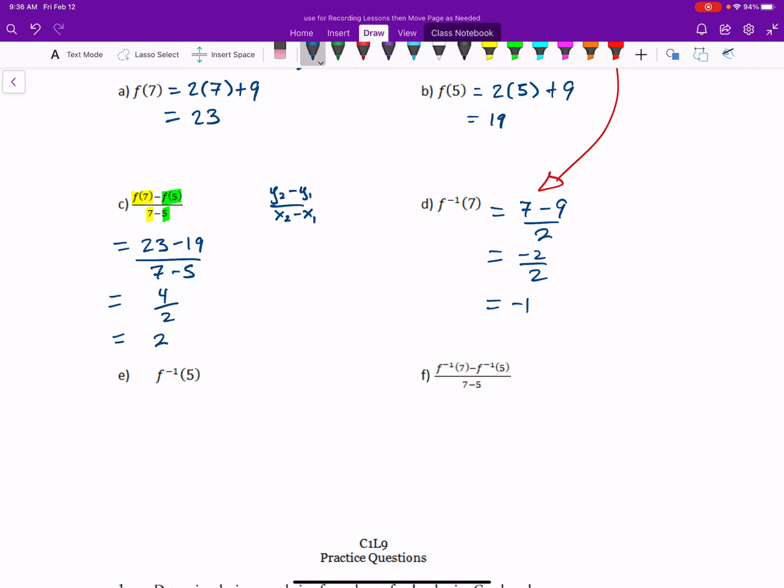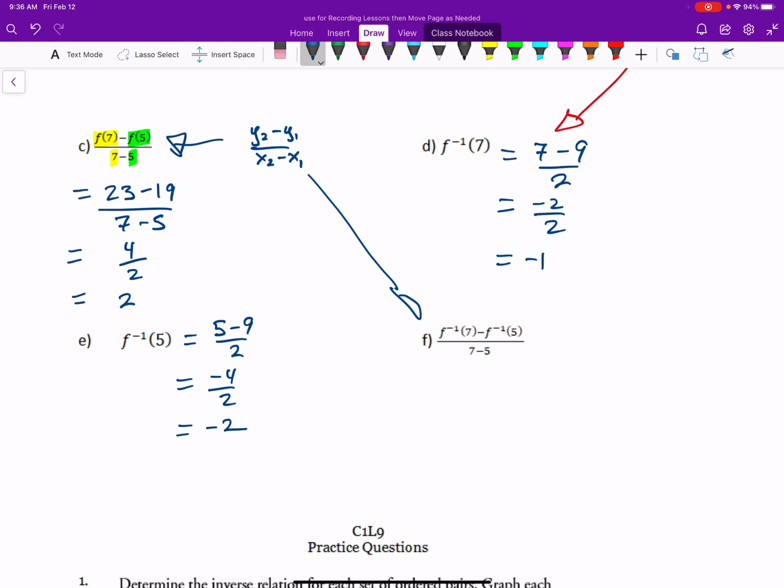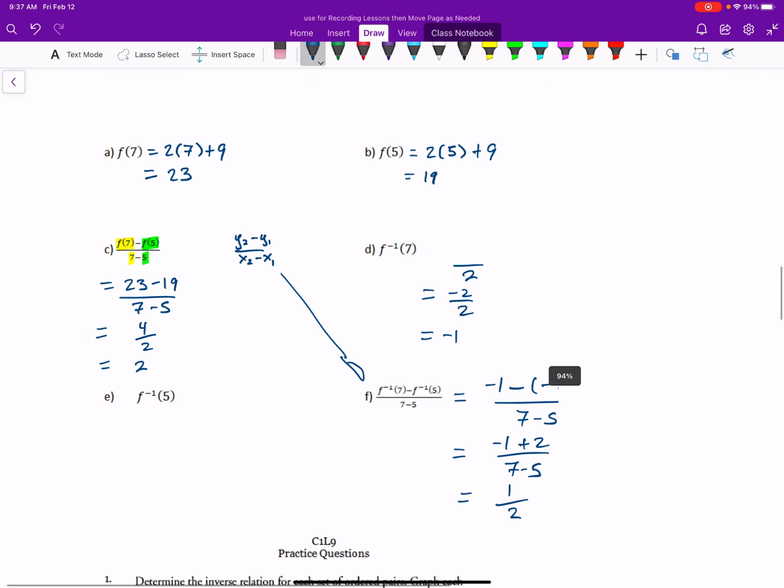And F part is really doing the exact same thing. It's also just finding the slope, really, of the inverse function. And I've already figured out in D, parts D and E, what f to the negative 1 of 7 and f to the negative 1 of 5 are. They're simply negative 1 and negative 2. There's a minus built into this function, of course, so I have to have this extra negative sign in the middle. Over 7 minus 5. So that's negative 1 plus 2 when I simplify the signs, which is 1 over 2. So I got this slope of 1/2.